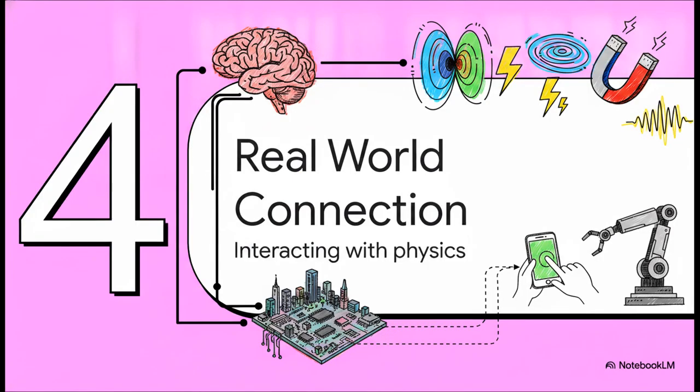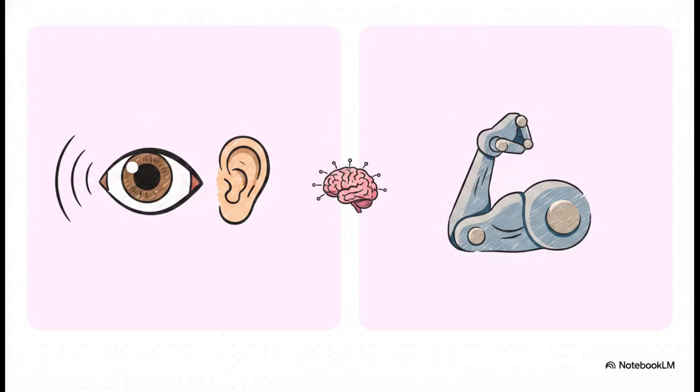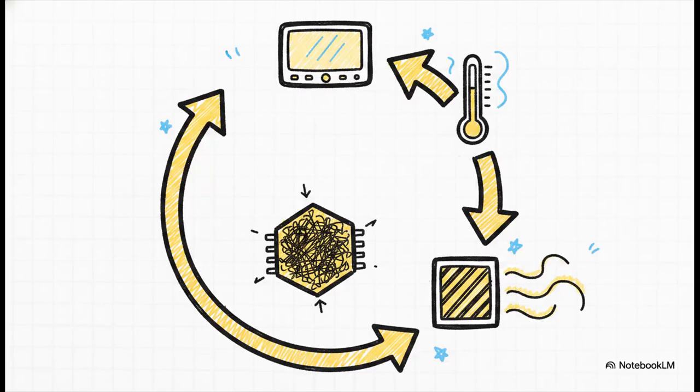Moving into Section 4, connecting to the real world. Let's talk about interacting with physics. So the crucial point is figuring out how data actually moves in and out. The device uses sensors as its eyes and ears to detect physical conditions in the environment. On the flip side, it uses actuators as its muscles to produce a physical action or a change based on whatever the brain decides.